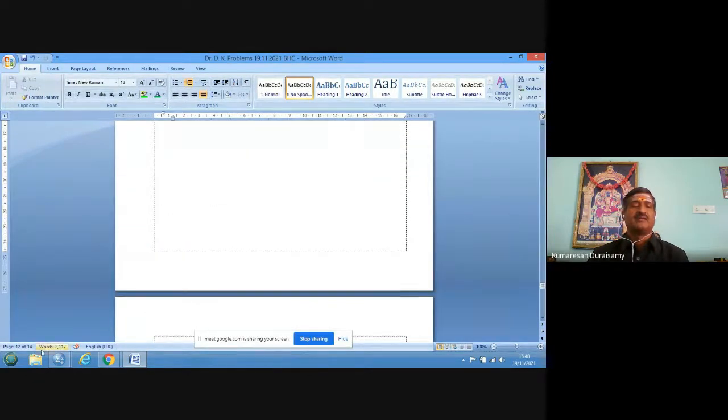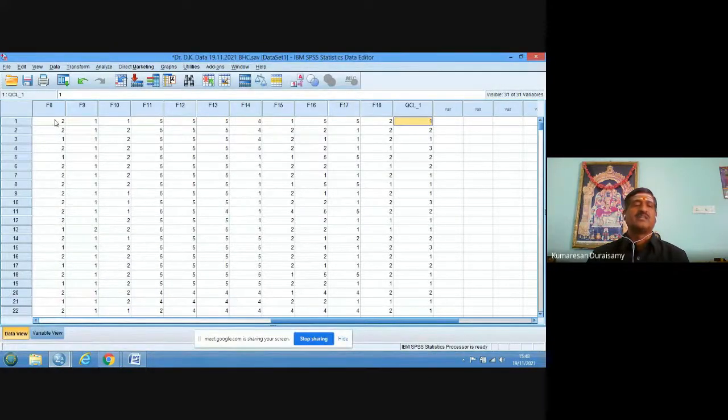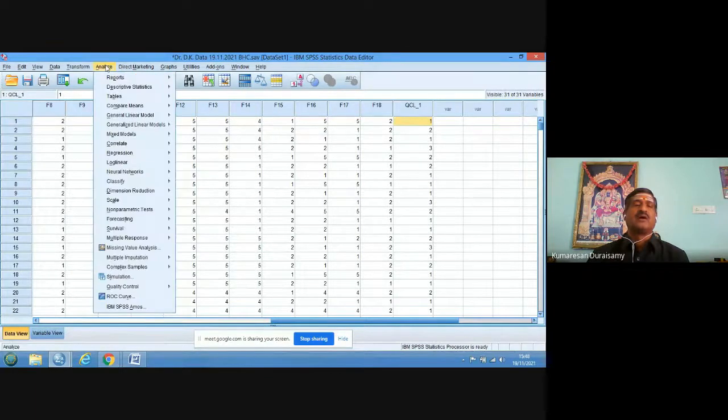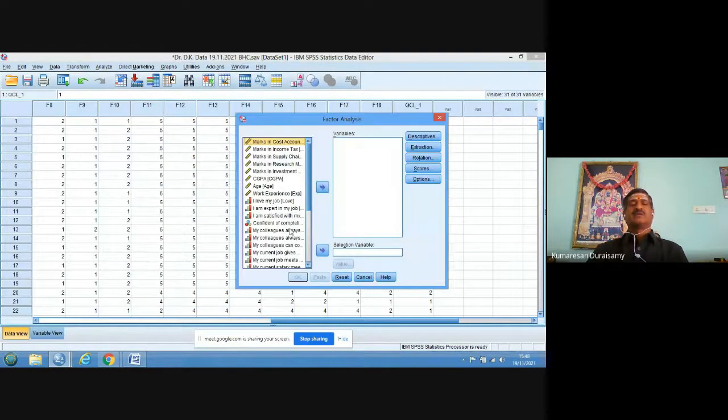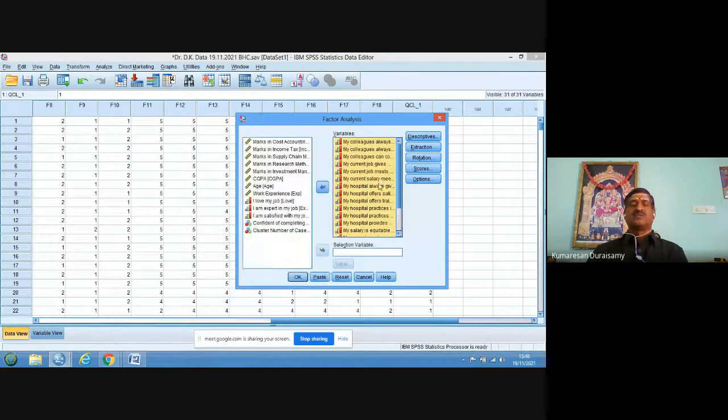Okay. Now go to the analysis. See, I have mentioned F1 to F18. Go to Analyze. Go to Dimension Reduction. Then select Factor Analysis. Now select all the factors. I have selected all the 18 variables now.